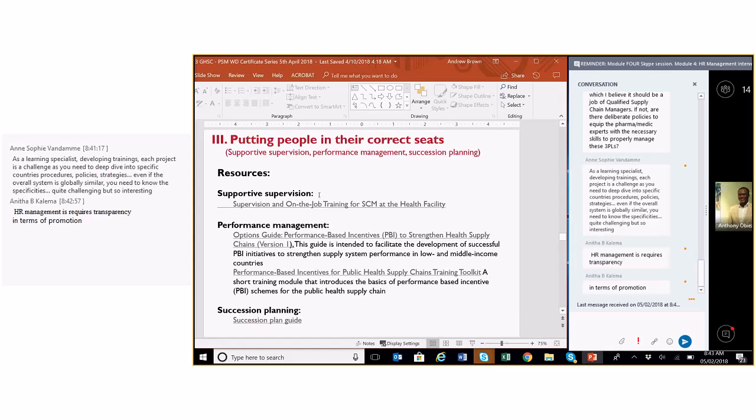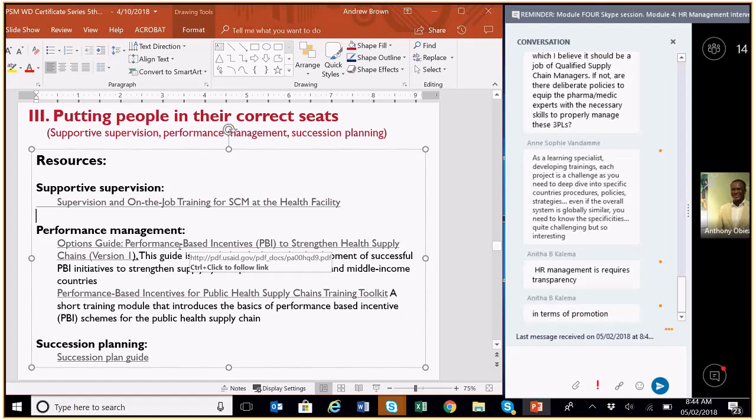In terms of resources, there is a range of supervision and on-the-job training for supply chain management at health facility. There's a great resource there for that purpose. In terms of performance management, there are performance management option guides and incentives here, as well as the performance management or annual performance appraisal guideline documentation that I've got in the resources folder. And then I've also provided a succession planning guide.